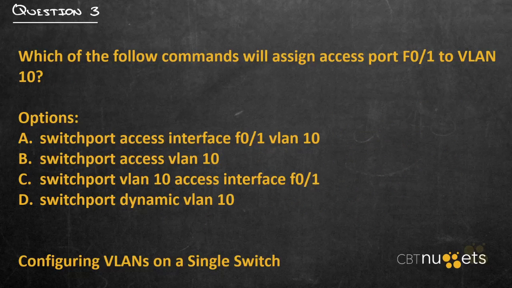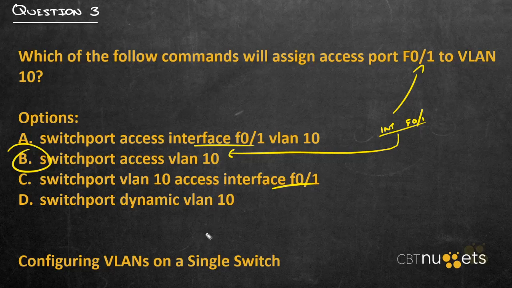Question 3. Which of the following commands will assign access port fast Ethernet 0/1 to VLAN 10? This one is tricky indeed. The answer is actually B. The reason that we don't see fast Ethernet 0/1 is because it would be assumed if we were going to assign it, we already would have gone into interface fast Ethernet 1 interface configuration mode. Once under that mode, you would type in that command to assign that interface. This one would give a syntax error, as would this one, as would that one. There is no such command.